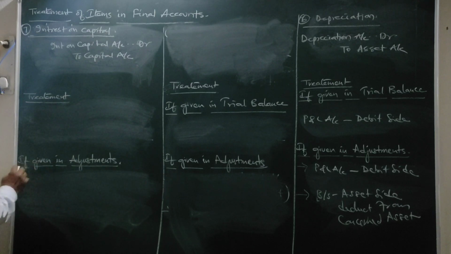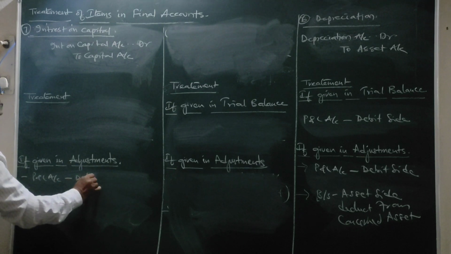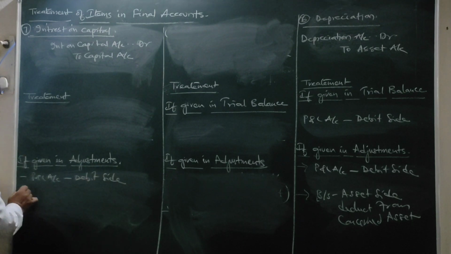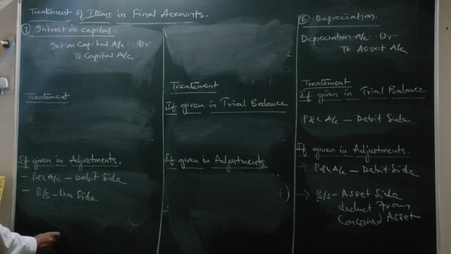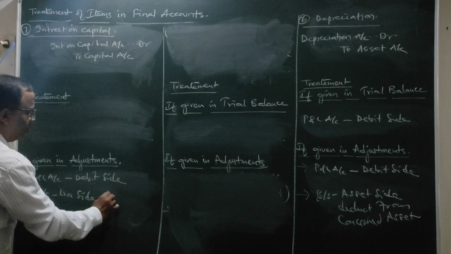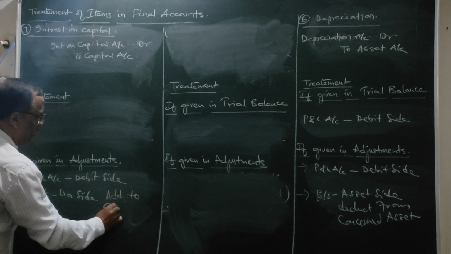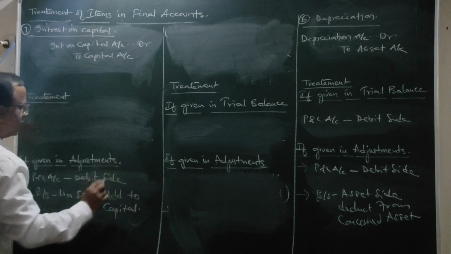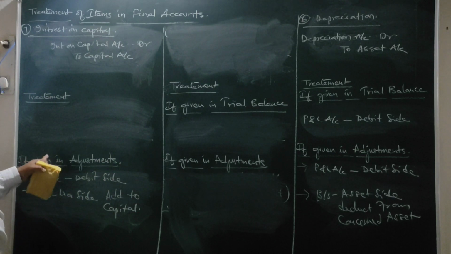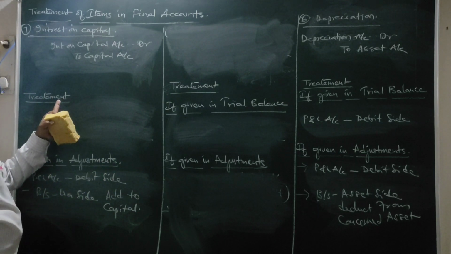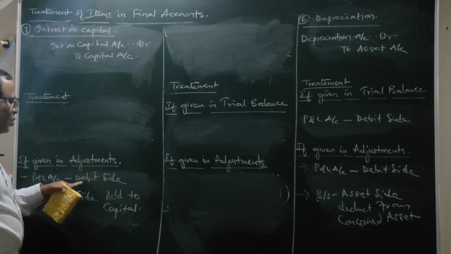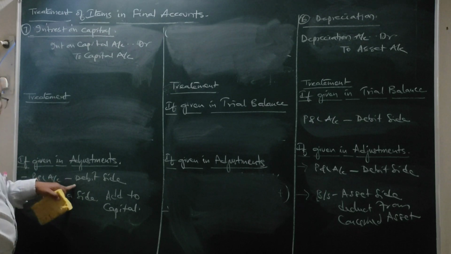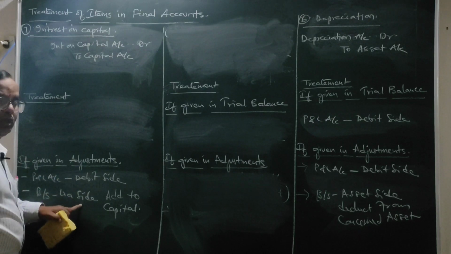When it is given in adjustments, our effect will be, one, profit and loss account: we are going to post it on the debit side, being an expense to the business. Second, balance sheet, liability side: we are going to add it to capital. This is the treatment we are going to give. So if interest on capital is not given in the trial balance but in adjustments, the twofold effect is you debit the profit and loss account, and second, you add to the capital.